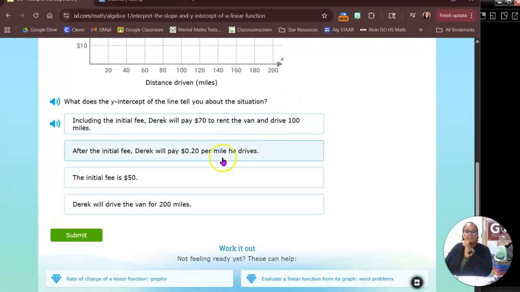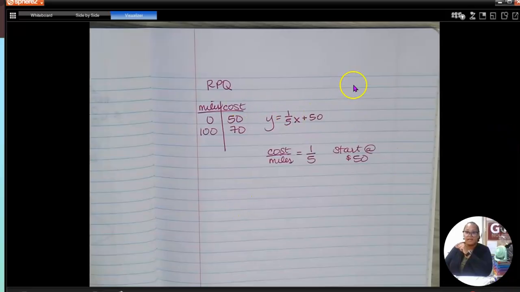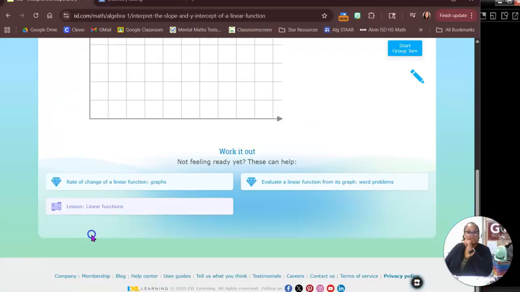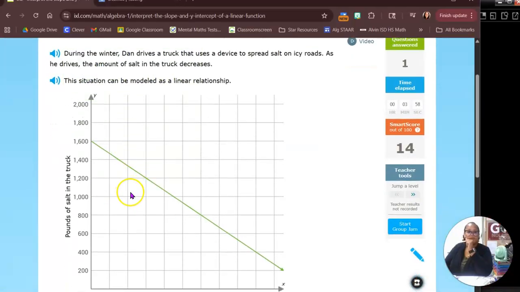So then when I go to IXL, what does the y-intercept tell me? So the y-intercept is my starting value. My starting value was $50. But it won't hurt to have all of this information here so you know all the pieces. This is my starting value. This is my rate. So come, check, got it.